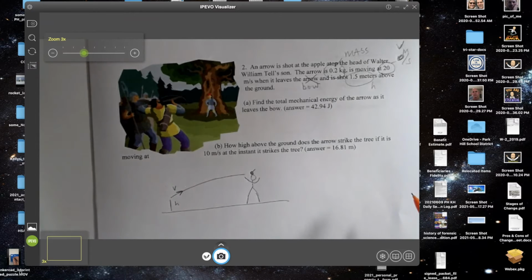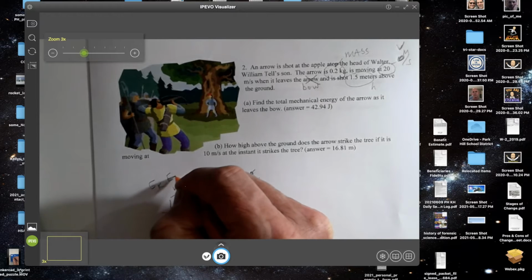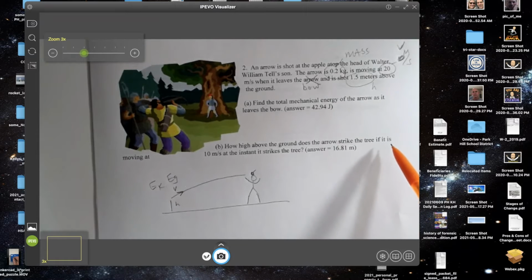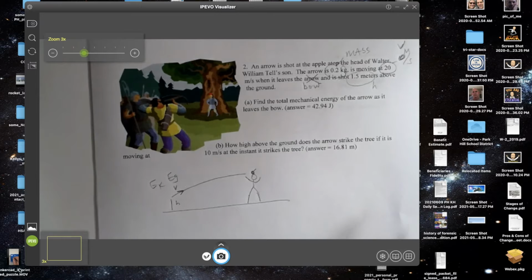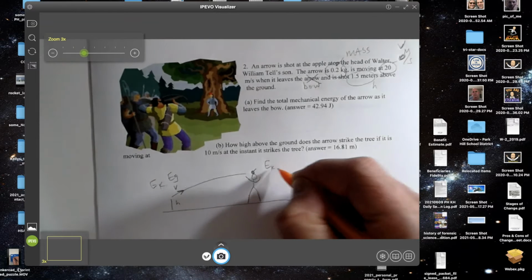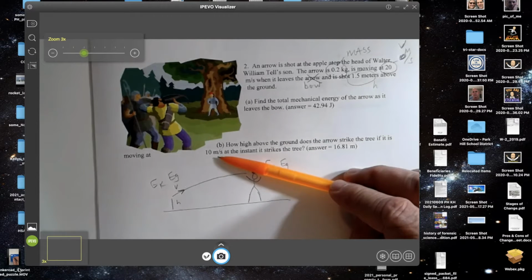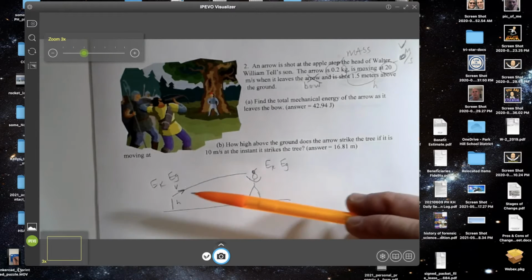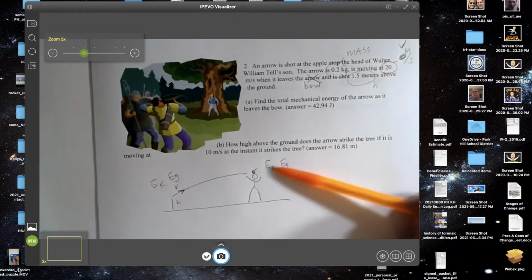So initially, the arrow is going to have EK and EG. And then we want to get how high above the ground the arrow strikes the tree, if it is moving at 10 meters per second at the instant it strikes the tree. So it's going to have both of these types of energy, but they're going to be a little different. The arrow is moving at 20 meters per second here, and 10 there. So the arrow is going to go up to some altitude, changing some of that EK into more EG.